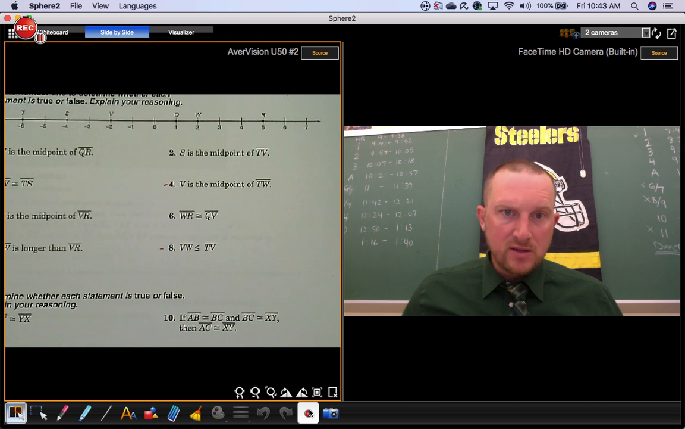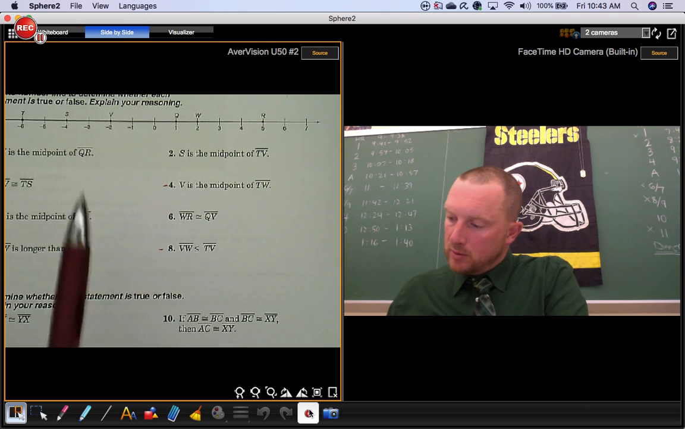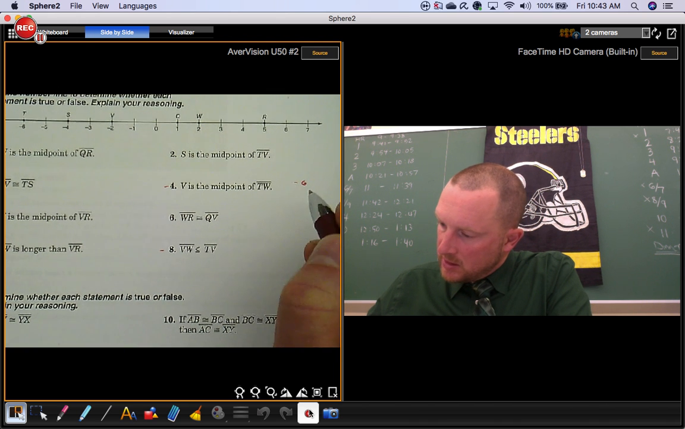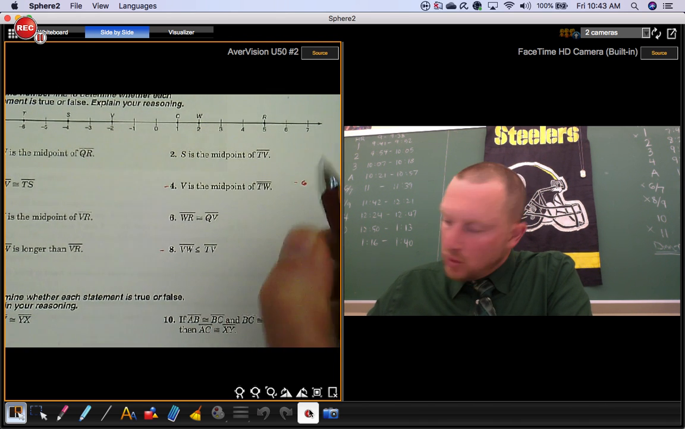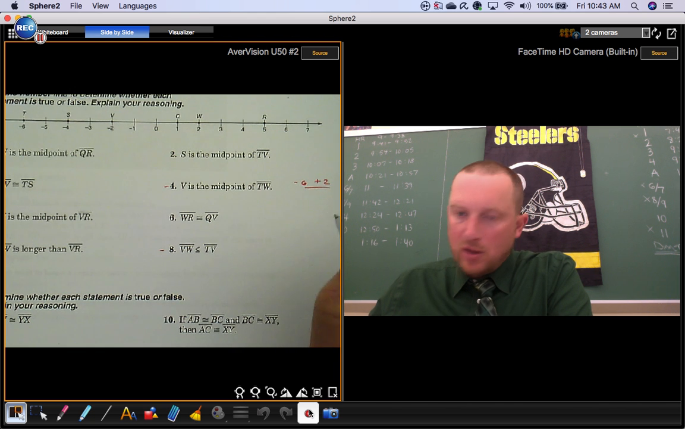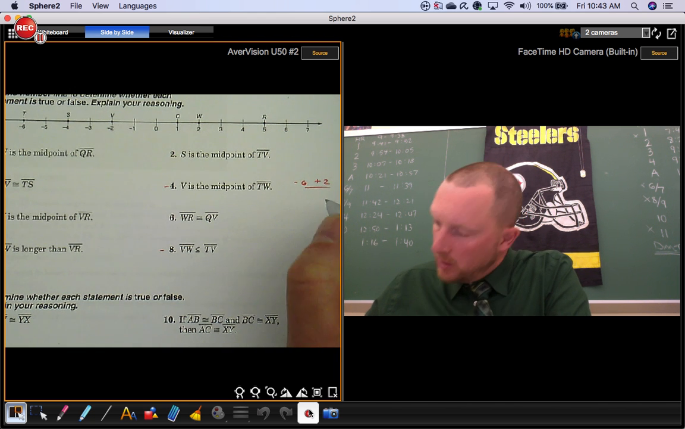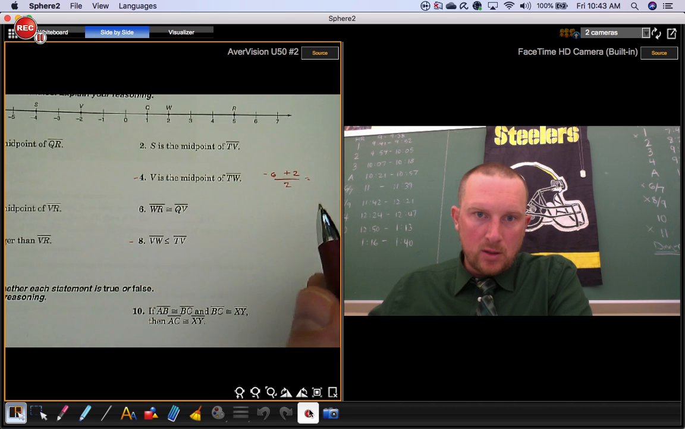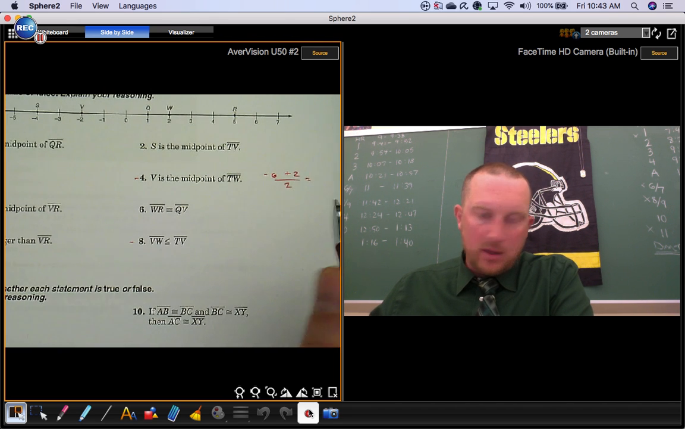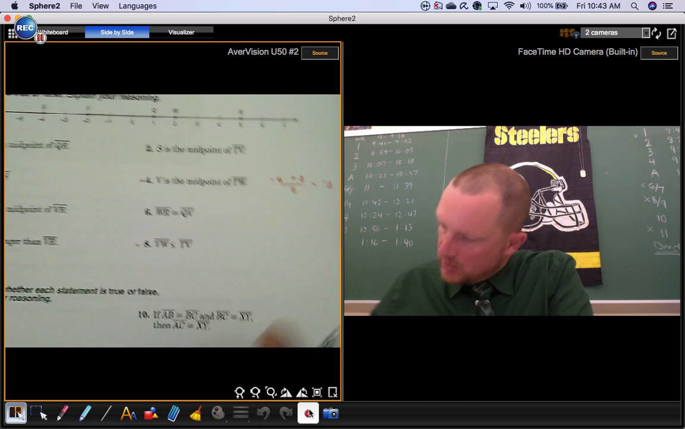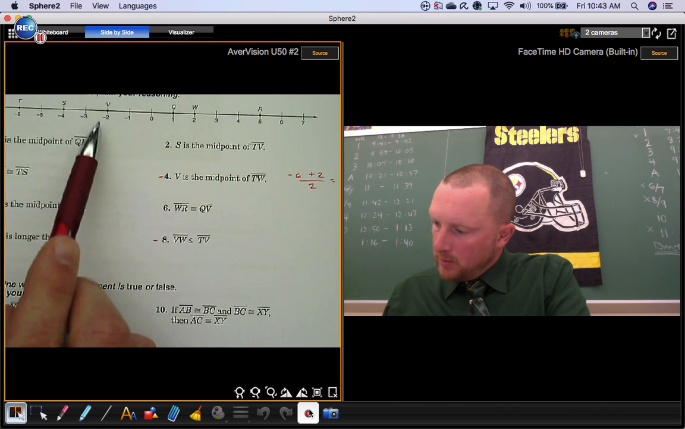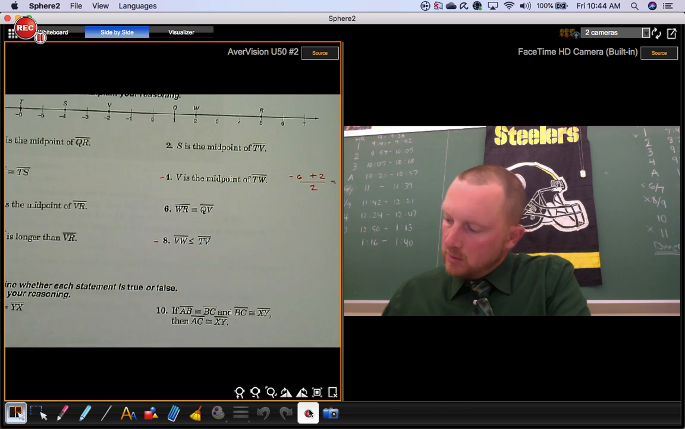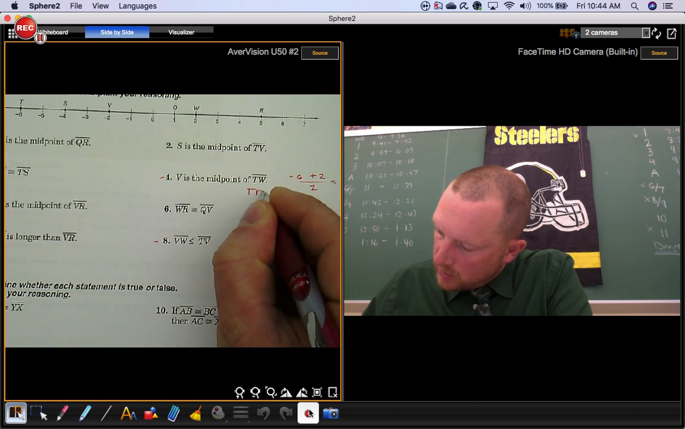Number 4 says V is the midpoint of segment TW. So T lives at the coordinate -6, W lives at 2. So if you average those, you're going to find the coordinate of the midpoint. So add and divide by 2. That gives you -4 divided by 2, which is -2. So V is the midpoint of segment TW. That's true.